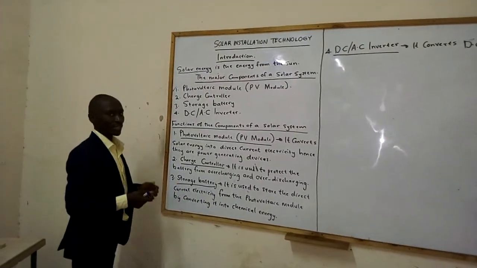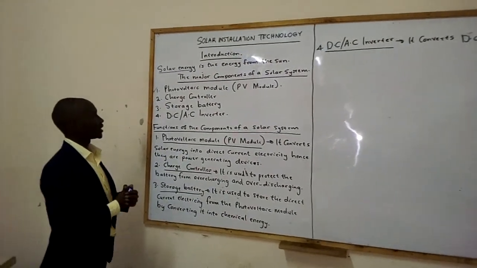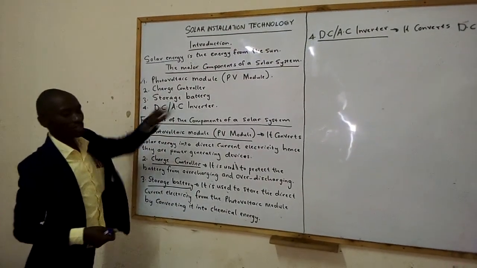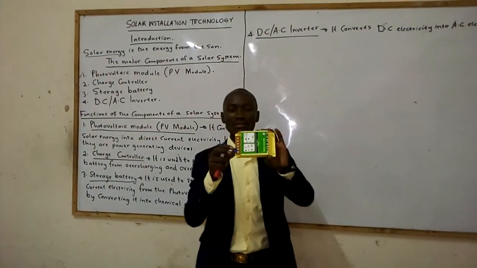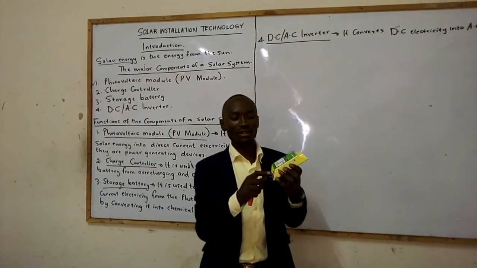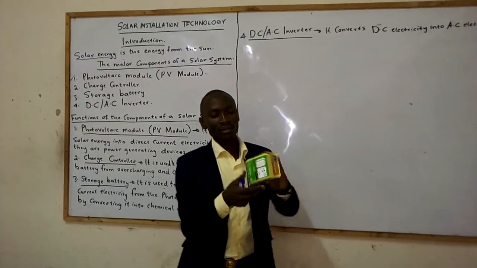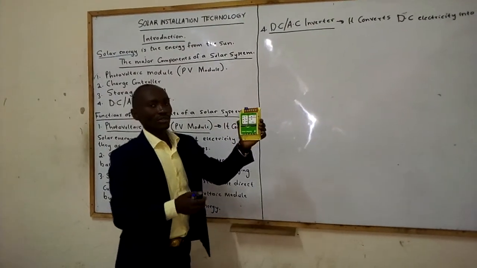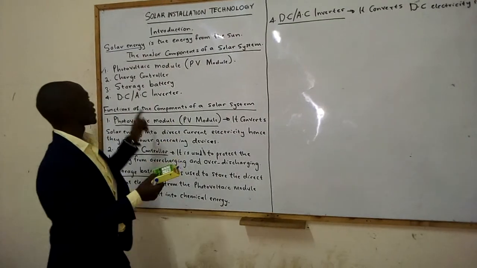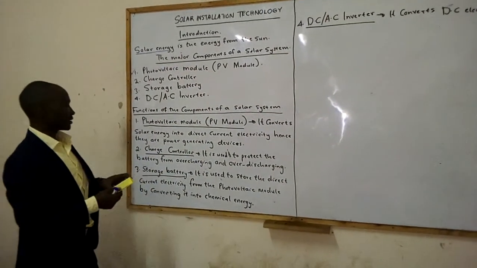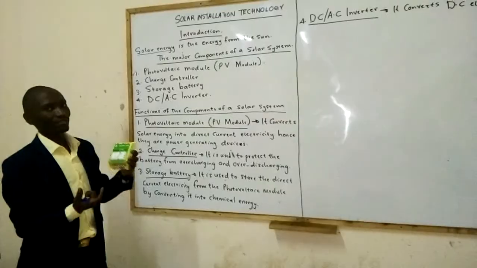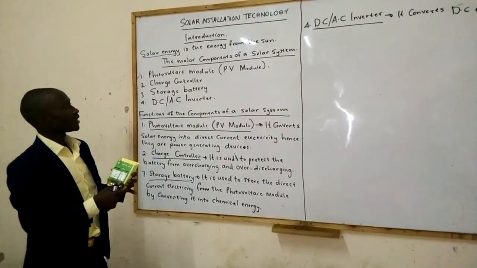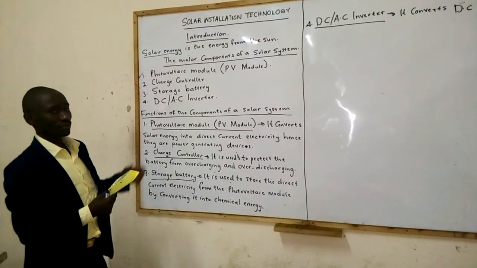The second component that is used in solar installation is the charge controller. This is the charge controller. The function of this charge controller is to protect the battery from overcharging and overdischarging. We are going to look into that.